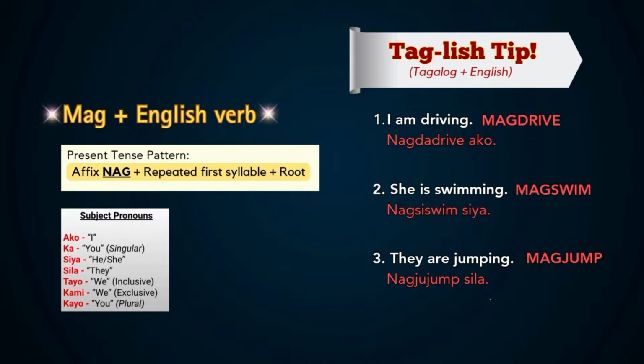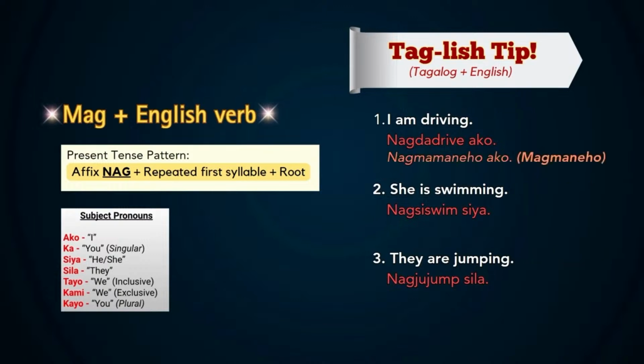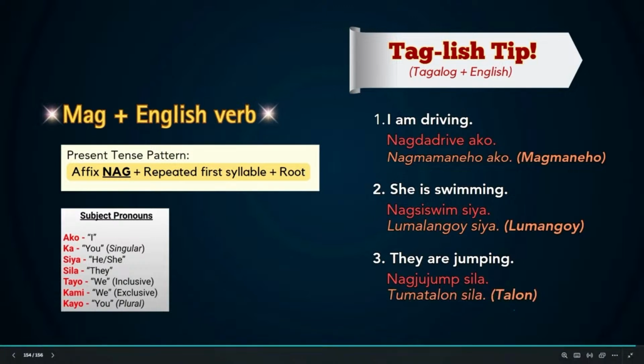Nag-jump sila. So I think this tip is useful, but again, try to go back later on and try to figure out what that word is in Tagalog so that you can say the whole phrase in Tagalog. So, to drive in Tagalog is magmaneho. So, nagmamaneho ako. I am driving. To swim in Tagalog is lumangoy. So, lumalangoy siya. She is swimming. And then to jump in Tagalog is talon. Tumatalon sila. They are jumping.